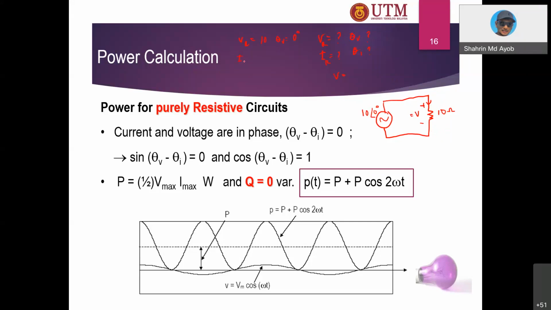And then the current is just V over R. Your V is 10 volt, angle 0. The resistor is 10 ohm, and there is no angle. So your current is 1 ampere with an angle of 0, right?